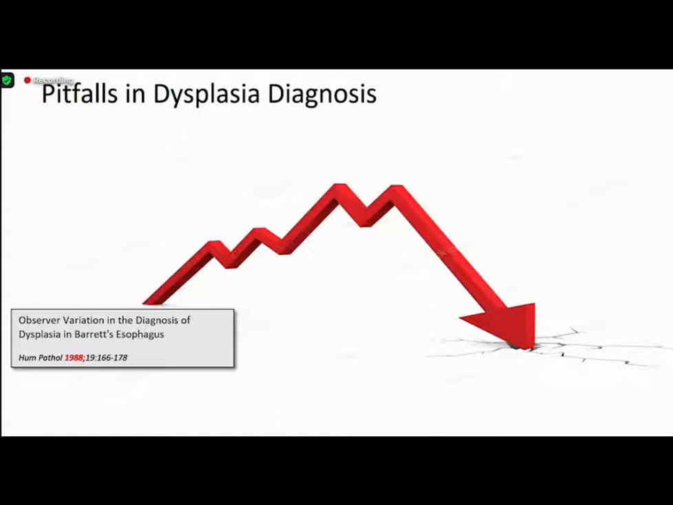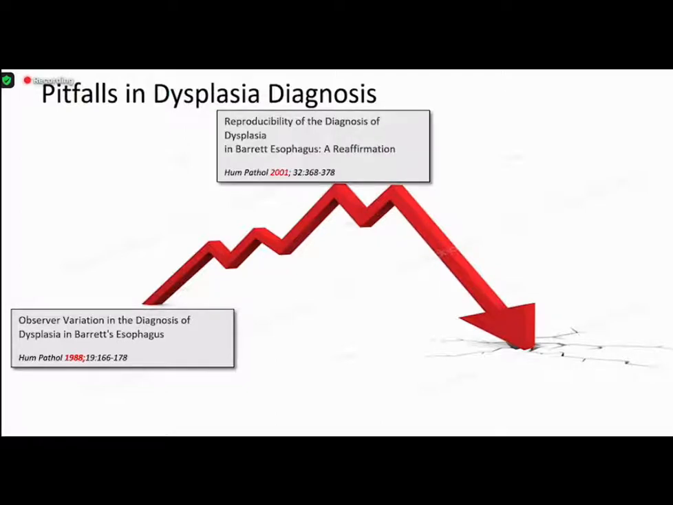Initially, I'm starting with a study in 1988 in Human Pathology, which showed that we are actually quite good at diagnosing dysplasia in Barrett's esophagus. In this study, the concordance amongst pathologists was about 85 to 87%, which is pretty good. These findings were confirmed by a later study in the same journal in 2001, which showed that the kappa correlation was substantial amongst pathologists for diagnosing dysplasia, about 0.64.